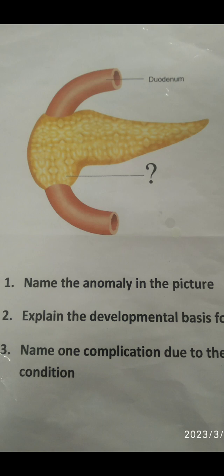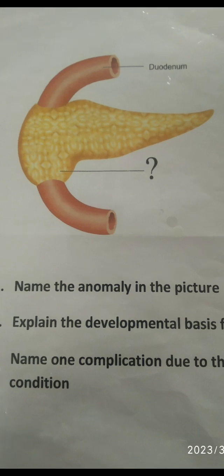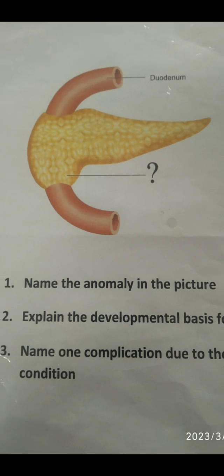The complication related to annular pancreas is that it results in obstruction to the duodenum, obstruction to the flow of the bile and the pancreatic juice, and gastric outlet obstruction, that is, whatever food we eat won't flow forward. That is a major complication due to annular pancreas.